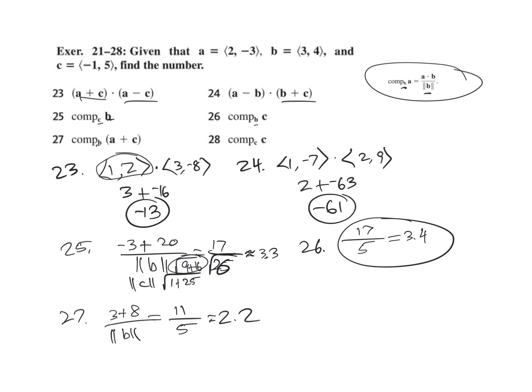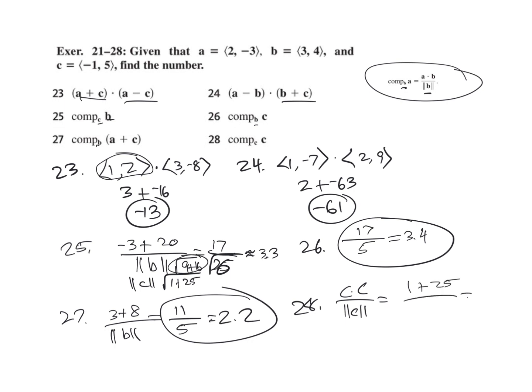All right. So now on 28, we need the component of c onto c. So you need the dot product of c and c over the magnitude of c. All right, so the dot product of c and c is negative 1 times negative 1 is 1. Okay, and 5 times 5 is 25. So that's going to give us 26 on the top. And the magnitude of c is the square root of 26. Okay, so 26 divided by the square root of 26, and that's going to give us 5.1. So those are your values for up through 28.